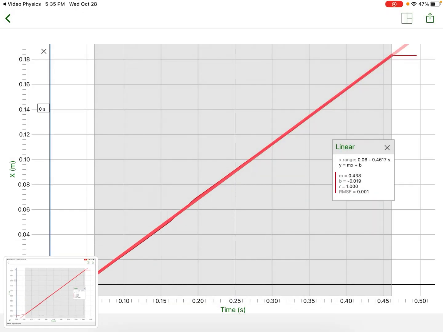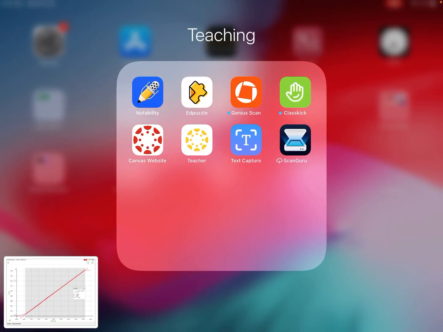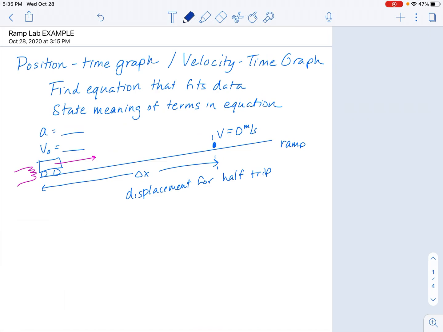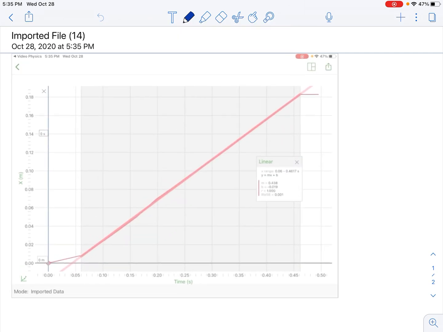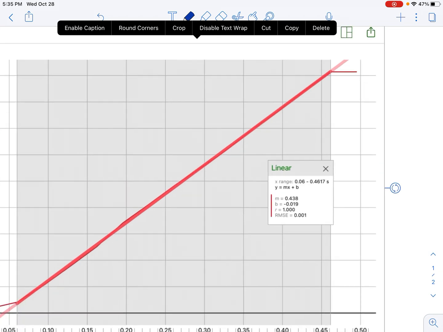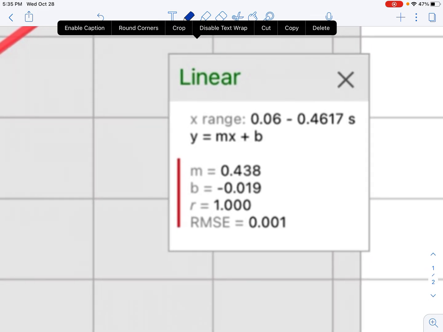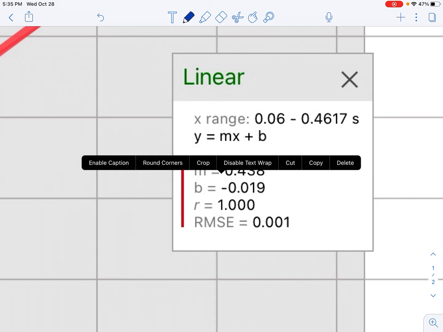So the purpose of this lab was to look at the constant velocity of an object, and there we go. There's my picture. Look at an object moving with a constant velocity, and analyze that motion in terms of a position time graph. So here we have a position time graph, and here I've got my equation, y equals mx plus b, and I have an m and I have a b.